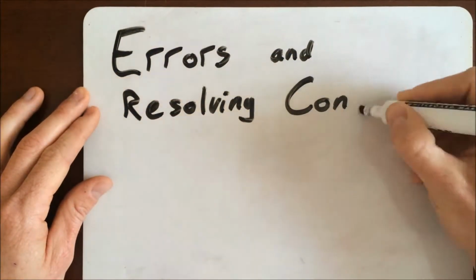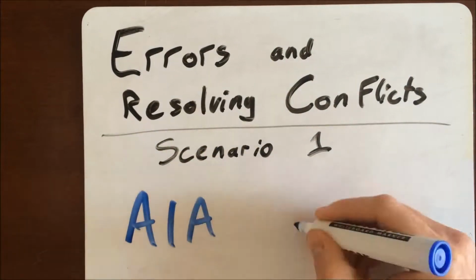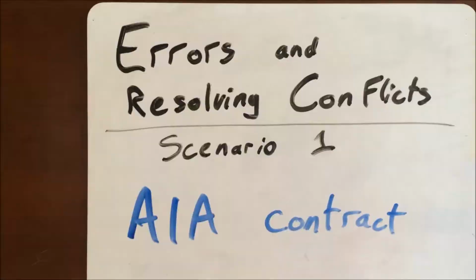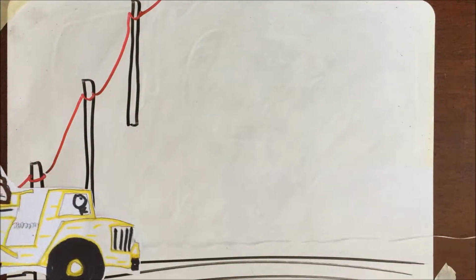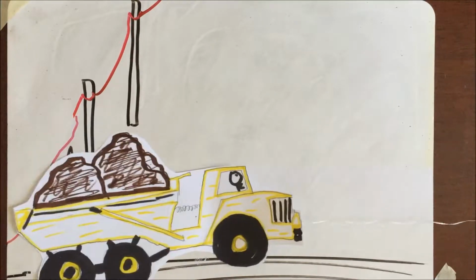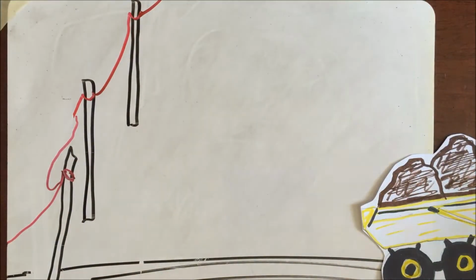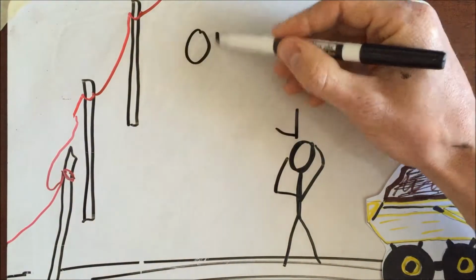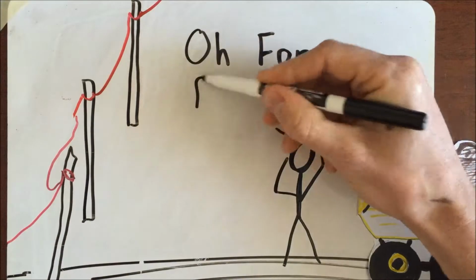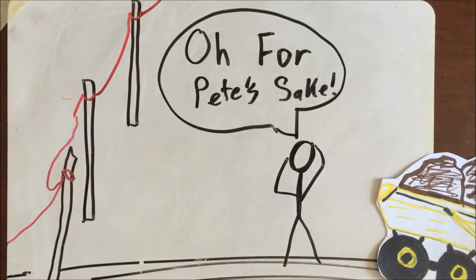Now let's see how a conflict resulting from an error is resolved under the AIA contract documents and then ConsensusDocs. Let's imagine we have a temporary power line crossing a haul road, and an operator carrying a bit too much material accidentally snags it. Recognizing that this is a big mistake and is potentially very costly, this subcontractor may be inclined to push the blame off on someone else.